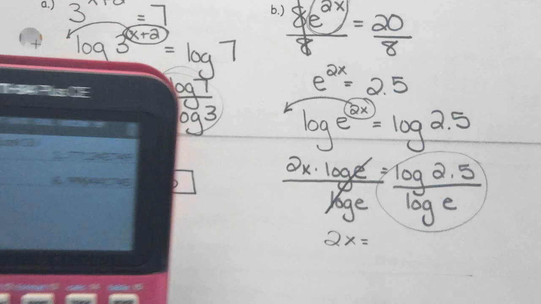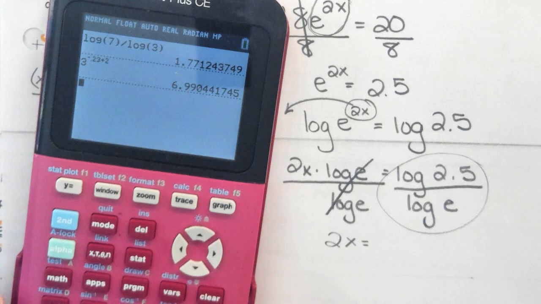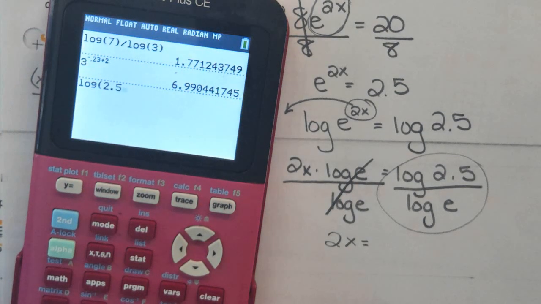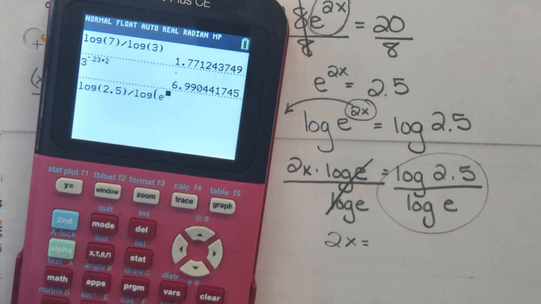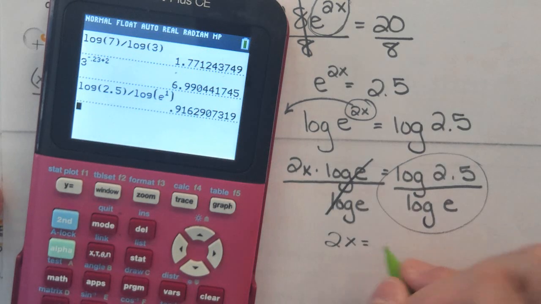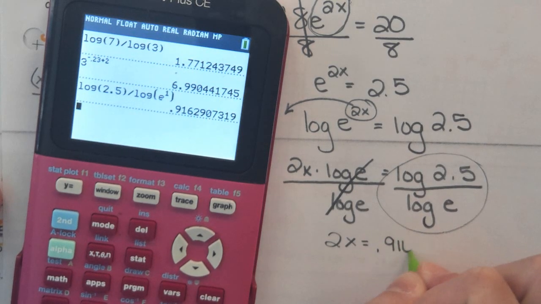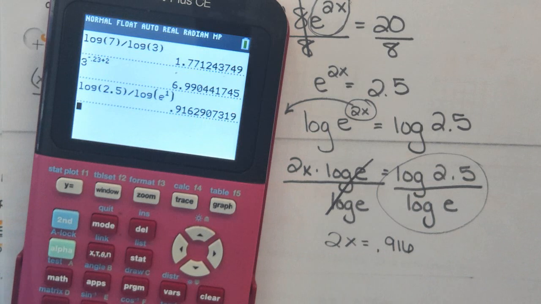On the left, 2x equals something. I don't know what. Let's figure it out. I need my calculator's help. Log 2.5, close your parentheses, divided by log e. 0.916. I'm just going to go that far. If you only did 0.92, I'm fine with that too.